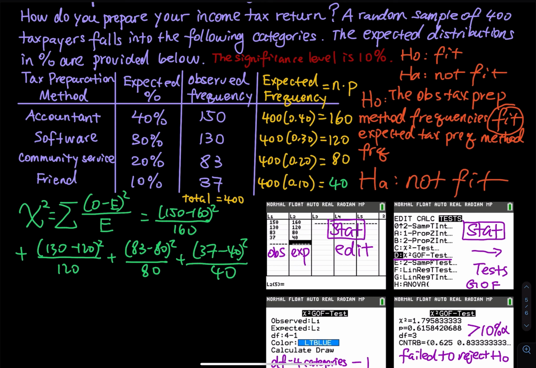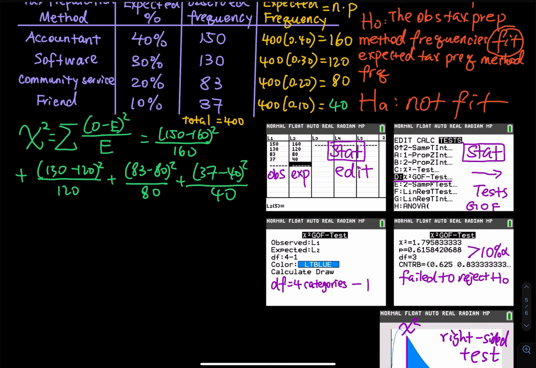So now the data is done, and then you move on to carry out the test. You hit the stat key again. This time you use the right arrow to go to test, and then you go down to find chi-square GOF test, so goodness of fit. The other one, the chi-square test, is for test of independence. That is another story. So chi-square GOF, goodness of fit, and then you click enter. That brings you to the next screenshot. Observed in L1, expected in L2, the degrees of freedom, you have 4 categories, so you use 4 minus 1, and then once you hit calculate, that brings you to the next menu.